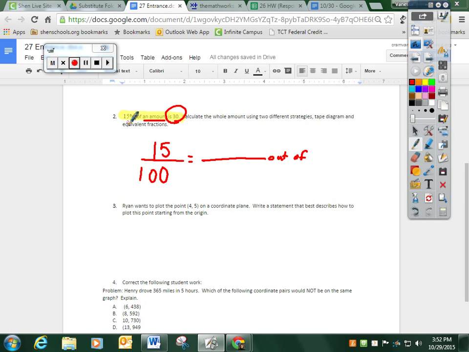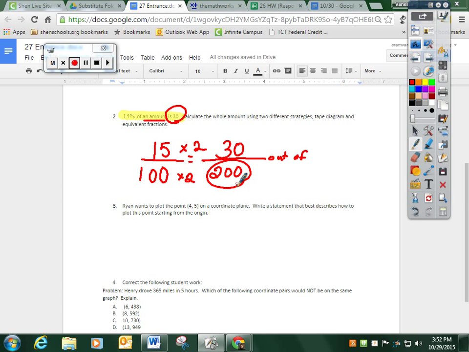Okay, so 15% is 30. That has to go over here. Okay, and we're trying to find out what it's out of, what amount it's out of. So 15 times 2 is going to give you 30, and whatever you do to the top, you must do to the bottom. And the answer is 200.